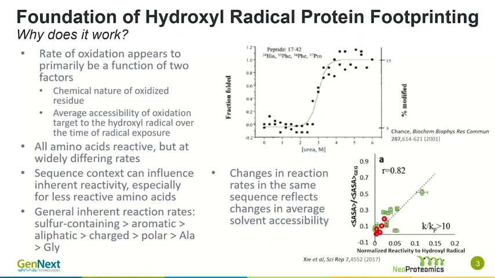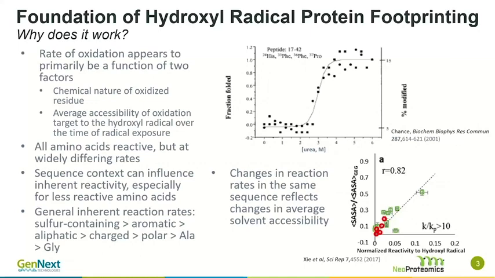And the reason why we can get structural information from measuring this oxidation of different amino acid side chains is at the heart of hydroxyl radical protein footprinting especially, but covalent labeling in general. What we're really studying and measuring is apparent rates of oxidation. So we're not just measuring what is being oxidized and what is not, but how much of it is oxidized or how quickly it is oxidized. The reason why we measure this is because the rate of oxidation of any given amino acid or region of a protein appears to primarily be a function of two major factors.